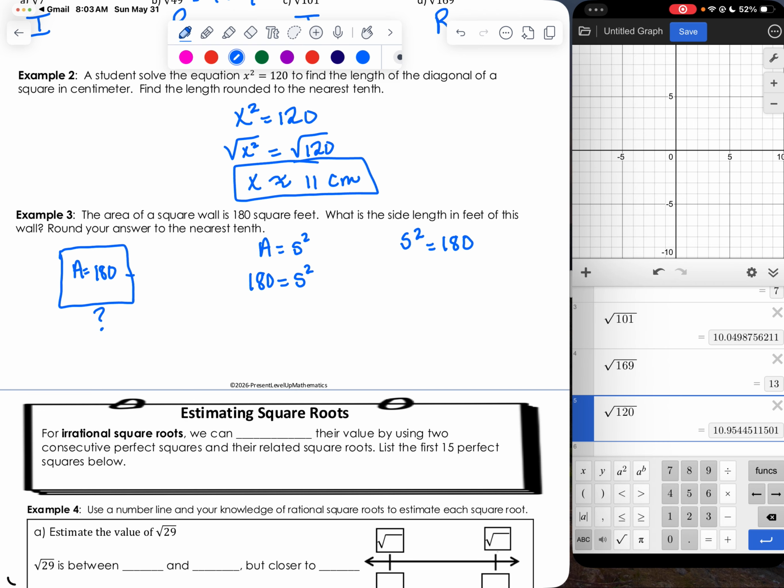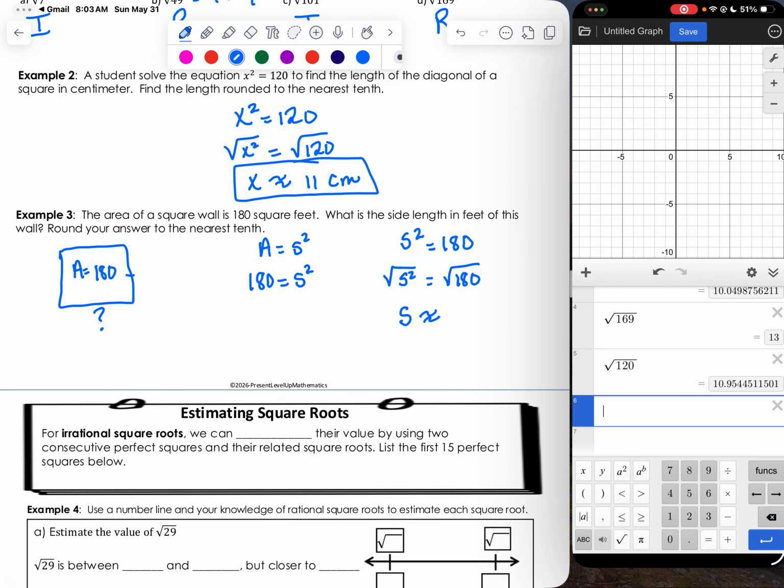Now we're going to solve this problem just like we did in example 2. The inverse operation for squaring is square root. So I'm going to take the square root of s squared, and if I take the square root of one side, I have to take the square root of the other side. So the square root of s squared is s, and then the square root of 180 is approximately 13.4 feet.